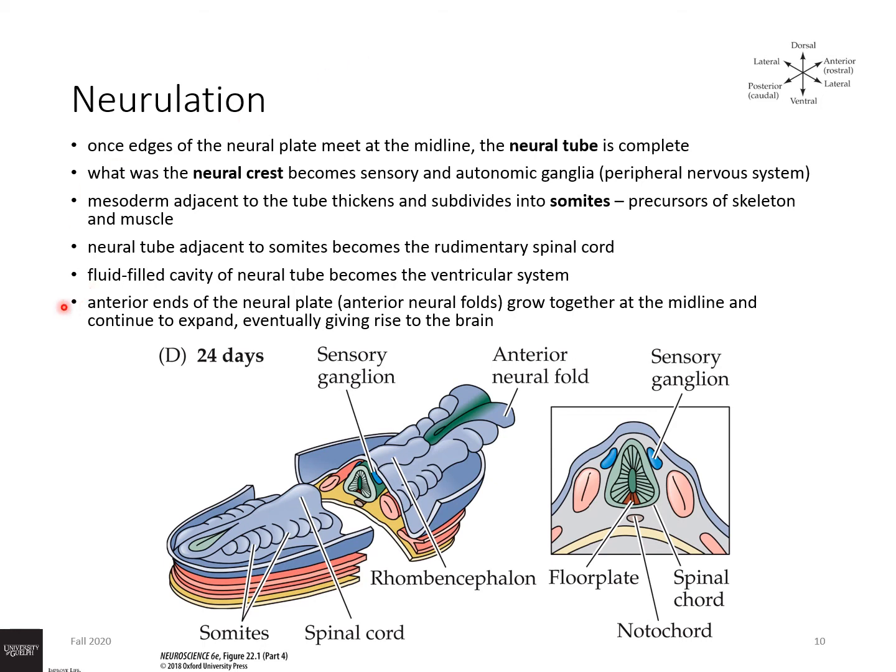And then finally, the anterior end. So again, this is anterior. You can look up here at our little axis. The anterior ends of the neural plates, known as the anterior neural folds, grow together at the midline, and it continues to expand and eventually gives rise to the brain.